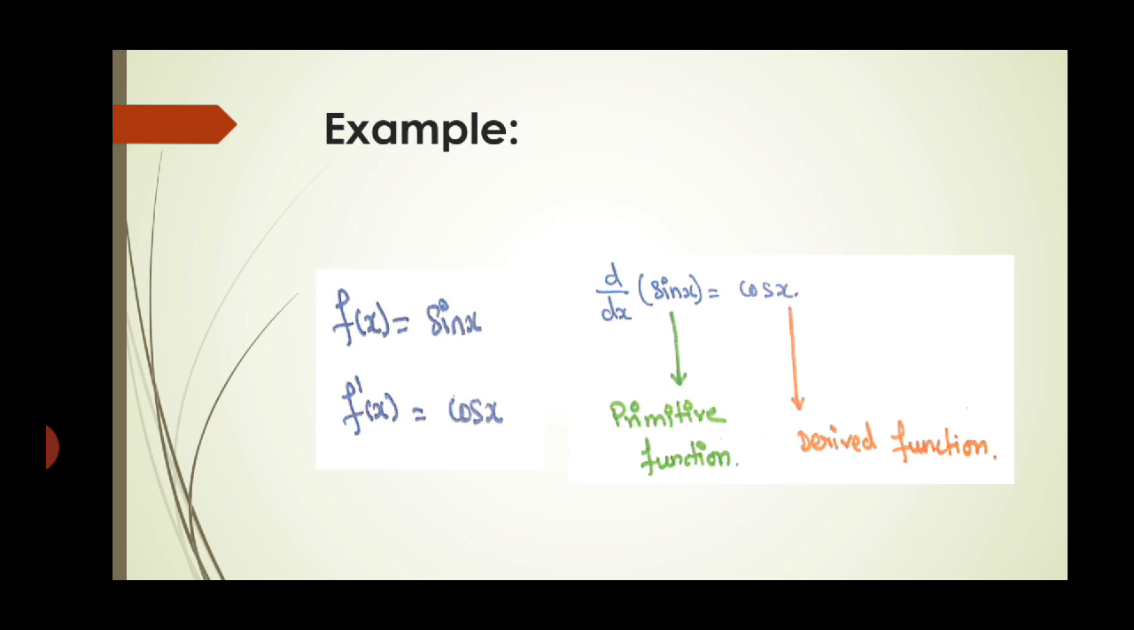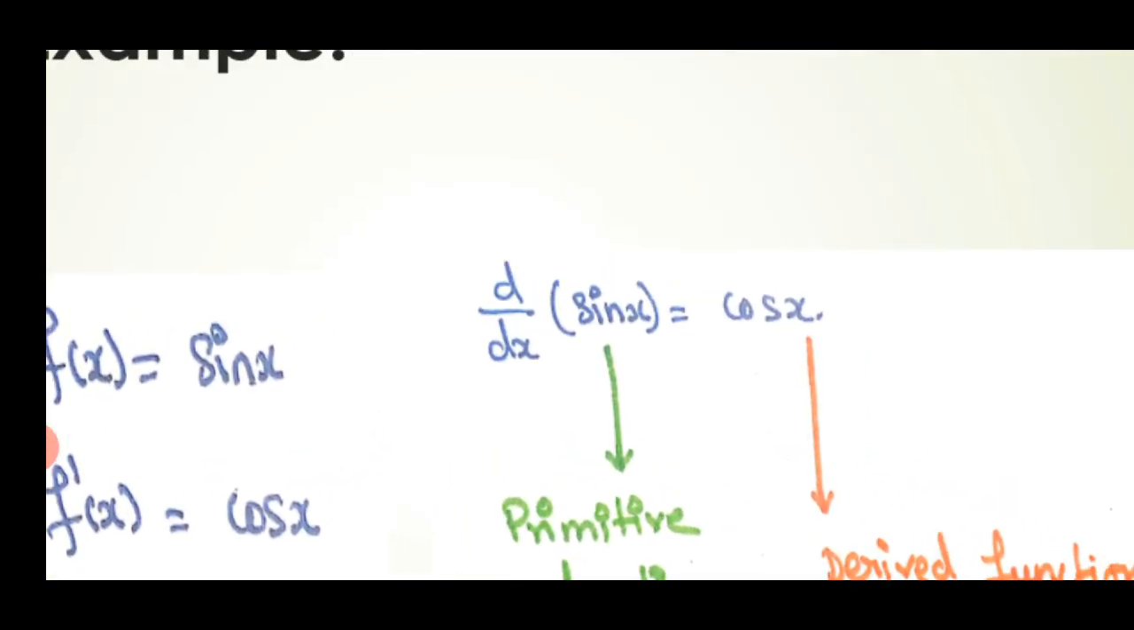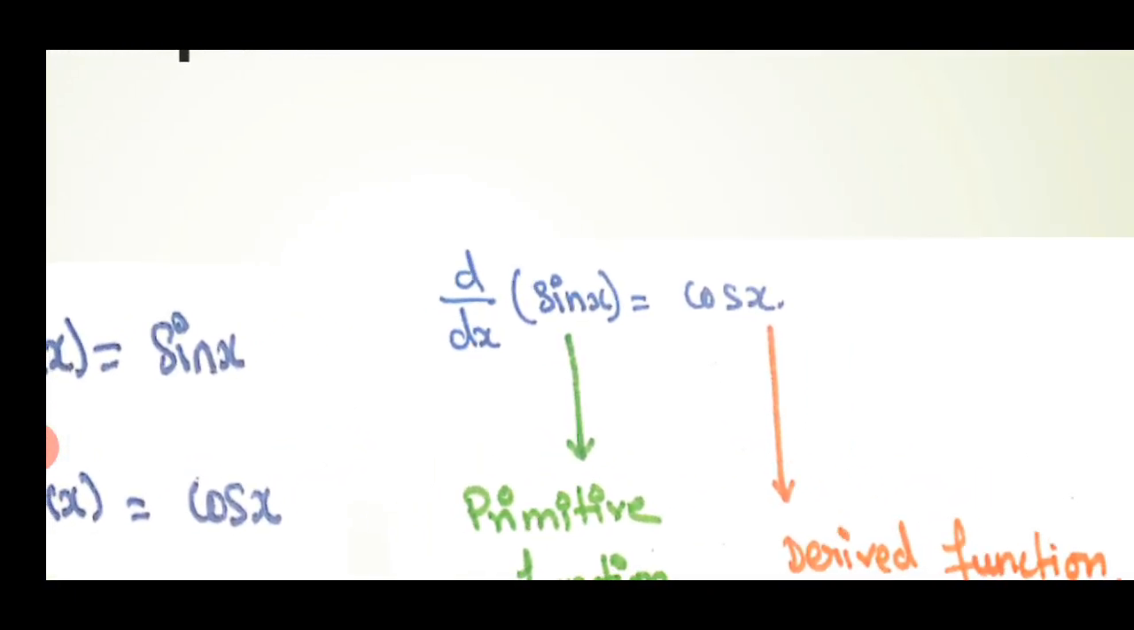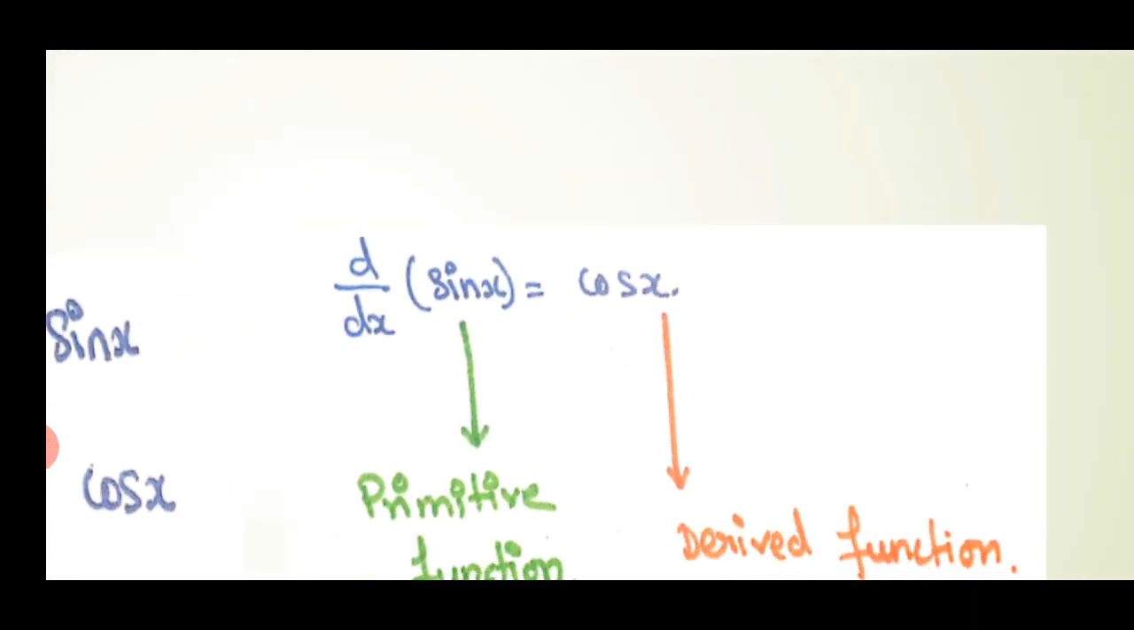So f of x is equal to sin x. So f dash of x is nothing but the derivative of sin x. We have a formula, and based on that, f dash of x is equal to cos x. This can otherwise be written on the right hand side as d by dx of sin x is equal to cos x. This is also the same: the derivative of sin x is equal to cos x.